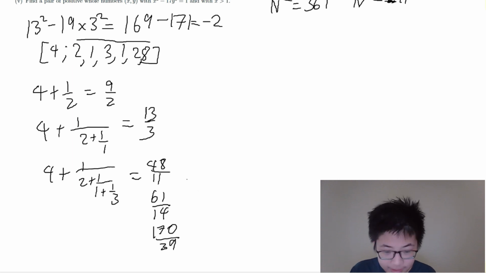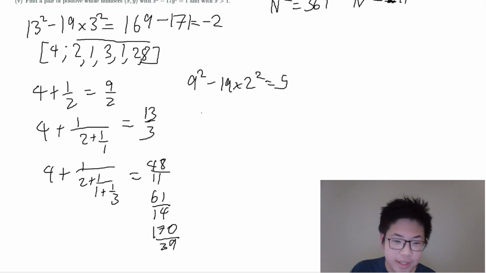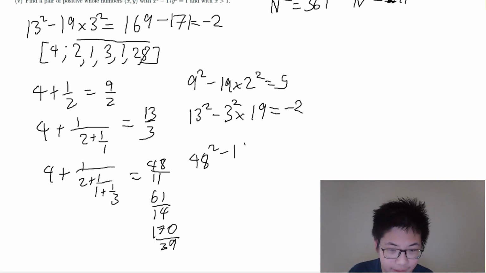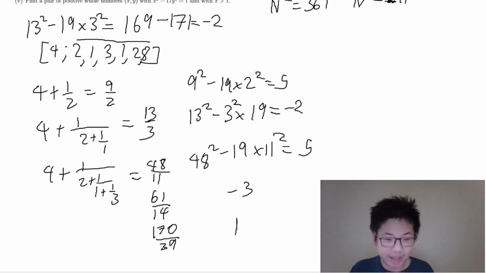Still not impressed? So we have 9 squared minus 19 times 2 squared equals 5. And then 13 squared minus 3 squared times 19 equals negative 2. And then we continue having 48 squared minus 19 times 11 squared equals 5. Again, and then we have negative 3. And then we have 1. Hey, but wait a second.